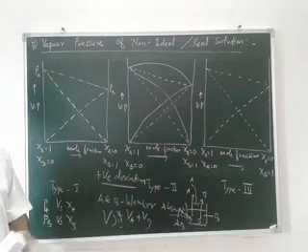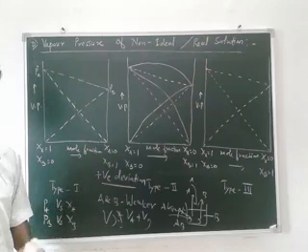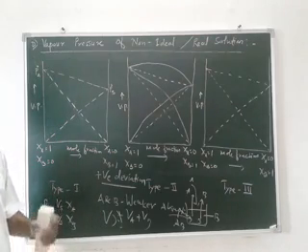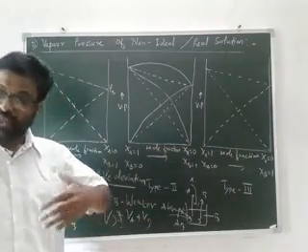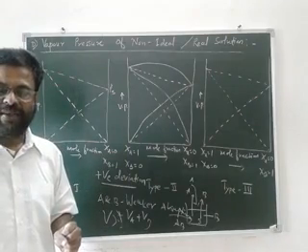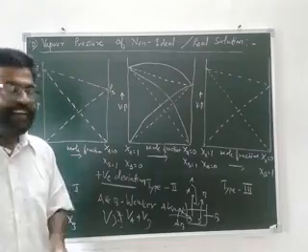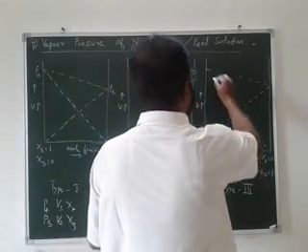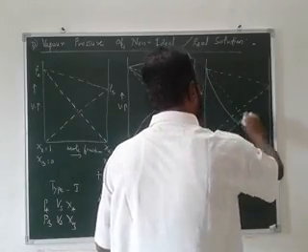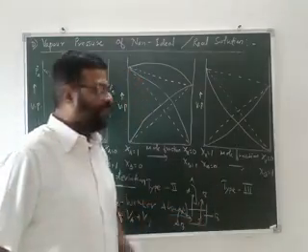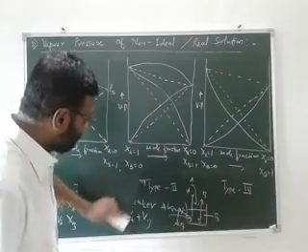Now we are going to discuss the real solution which shows the negative deviation. If you plot the graph of vapor pressure against the mole fraction for the solution which shows the negative deviation, the nature of the graph should be a curve and it lies below the ideal line. This curve lies below the ideal line. So this is called the real solution showing the negative deviation.